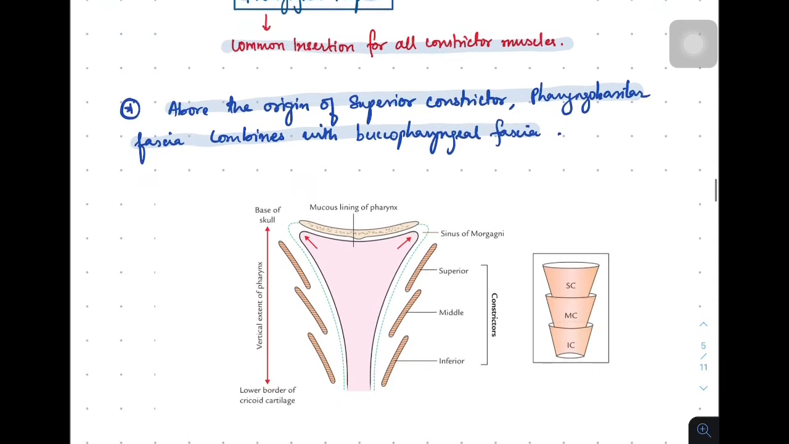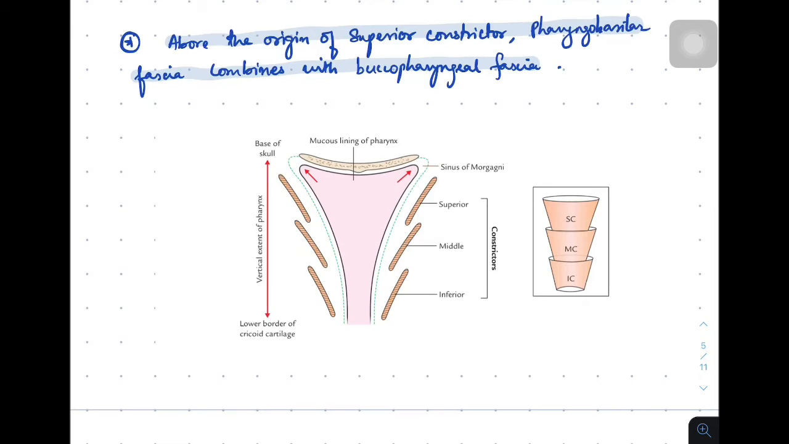So this is a schematic diagram showing the arrangement of the constrictor muscles, superior, middle and inferior. This is a cupped appearance, showing overlapping of muscle fibers of the superior, middle and inferior constrictors.